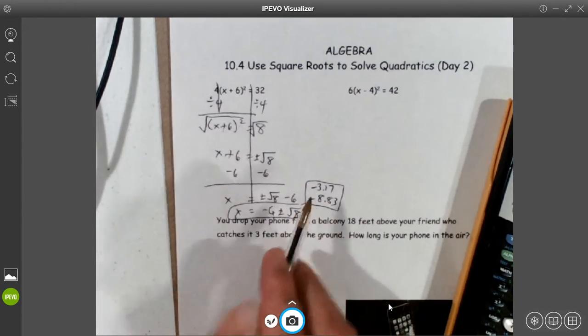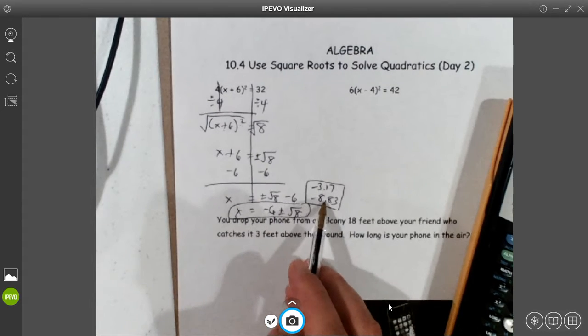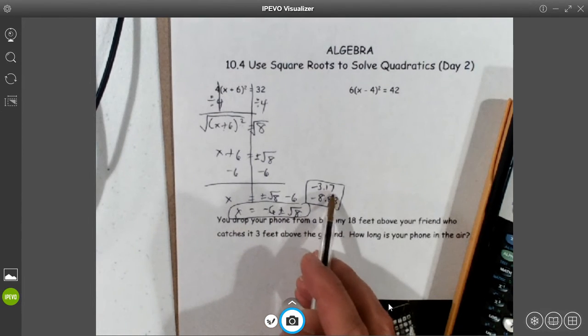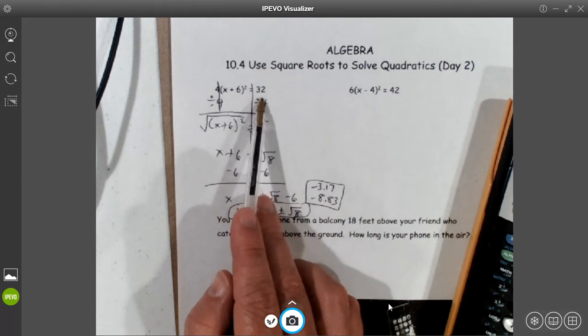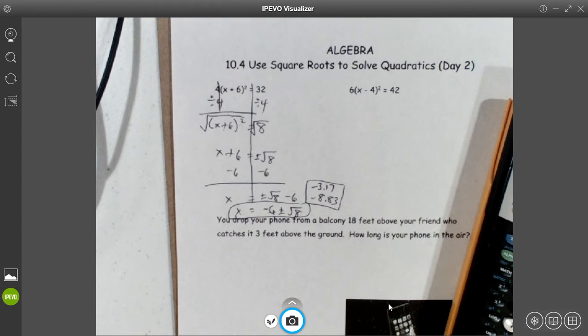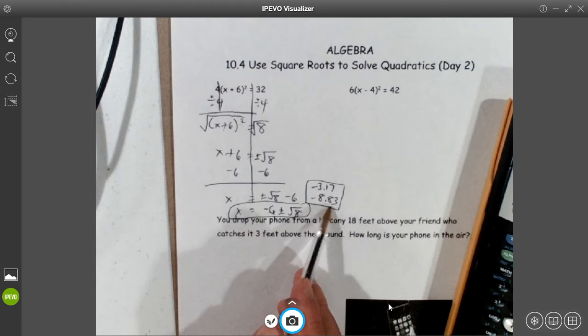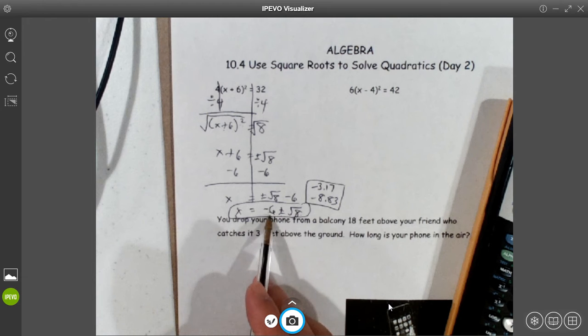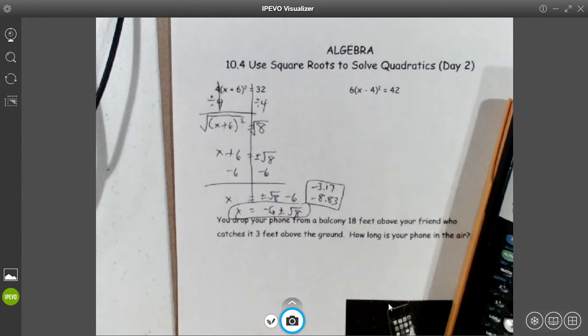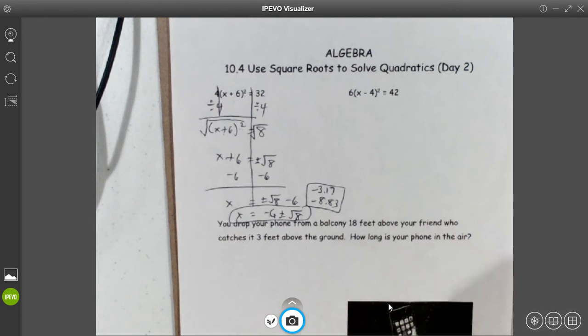Now, if we went and checked them, it probably wouldn't work out exactly because we've done some rounding. Even just cutting it off at the hundredths place might throw us off enough here. We wouldn't get exactly 32, but we should get pretty close to it. These are the decimal approximations, but I am perfectly okay, matter of fact, I'd prefer this answer: negative 6 plus or minus the square root of 8.